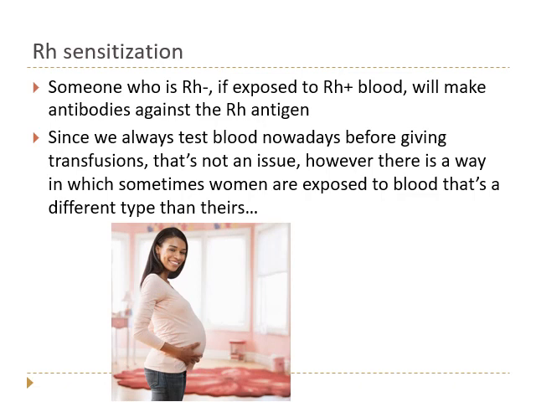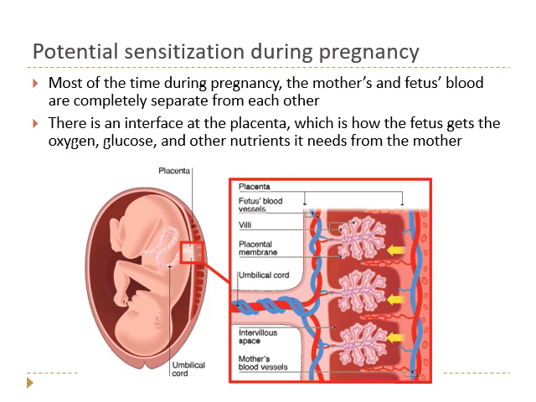So I'm going to take a little aside, a little journey. We're going to talk about pregnancy and blood. So most of the time during pregnancy, mom's blood and baby, or the fetus before it's born, are completely separate from each other. The blood cells from mom do not go into baby and vice versa.